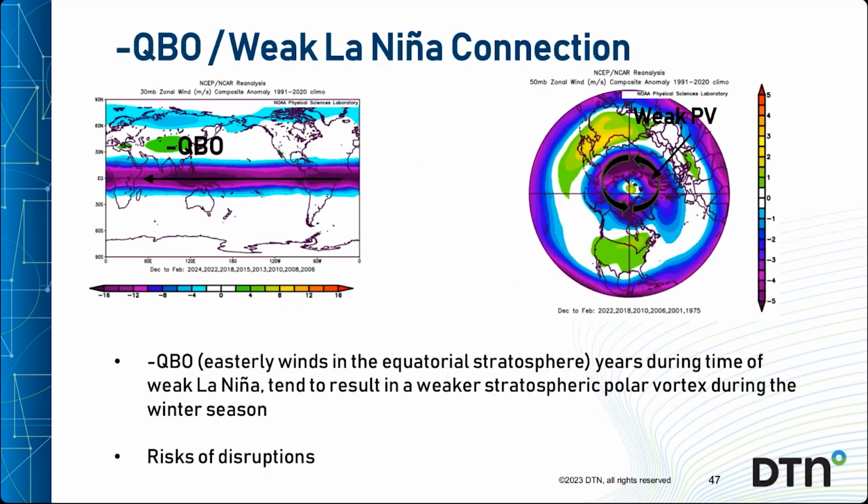We mentioned the negative QBO and weak La Nina impact. You can see it here. When the two are combined, we tend to have a weaker polar vortex. The chart on the right shows a few analog years, and it's got below average winds around the polar vortex, indicated by those purple colors.